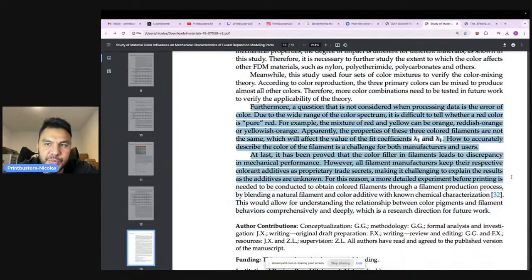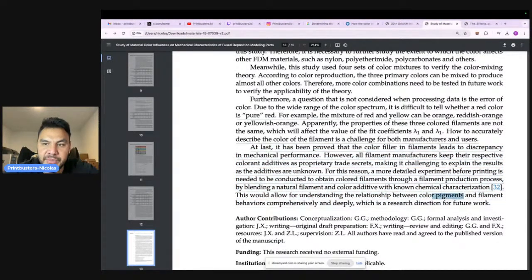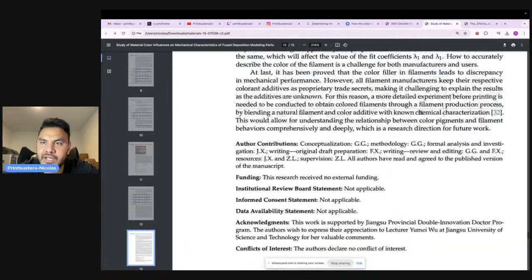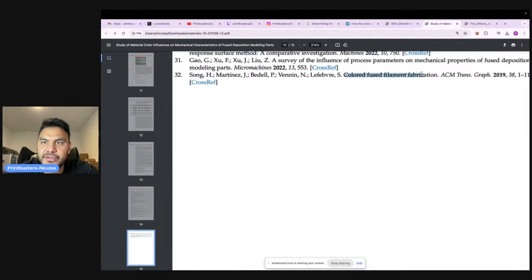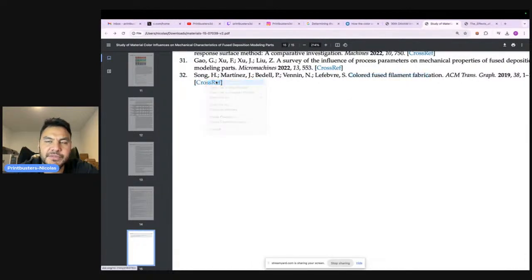Yeah, exactly. So the two last paragraphs of the whole research are the 2 points that I highlighted. Number one, the color mixture theory, I don't think is correct. Has to be confirmed with filament manufacturer. And number two, yes, you do need to learn much more about how the color pigment or dye is being added to the filament. And they actually refer 32 on this, color fuse fabrication. Okay, so maybe there's something we can learn from that one.